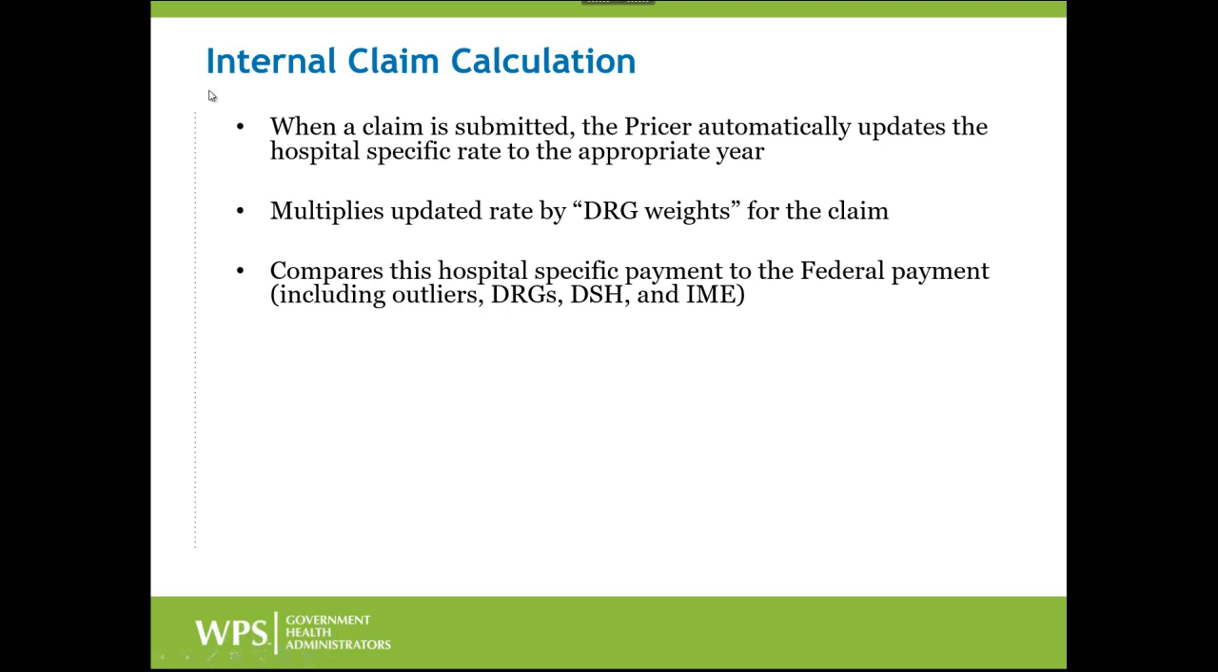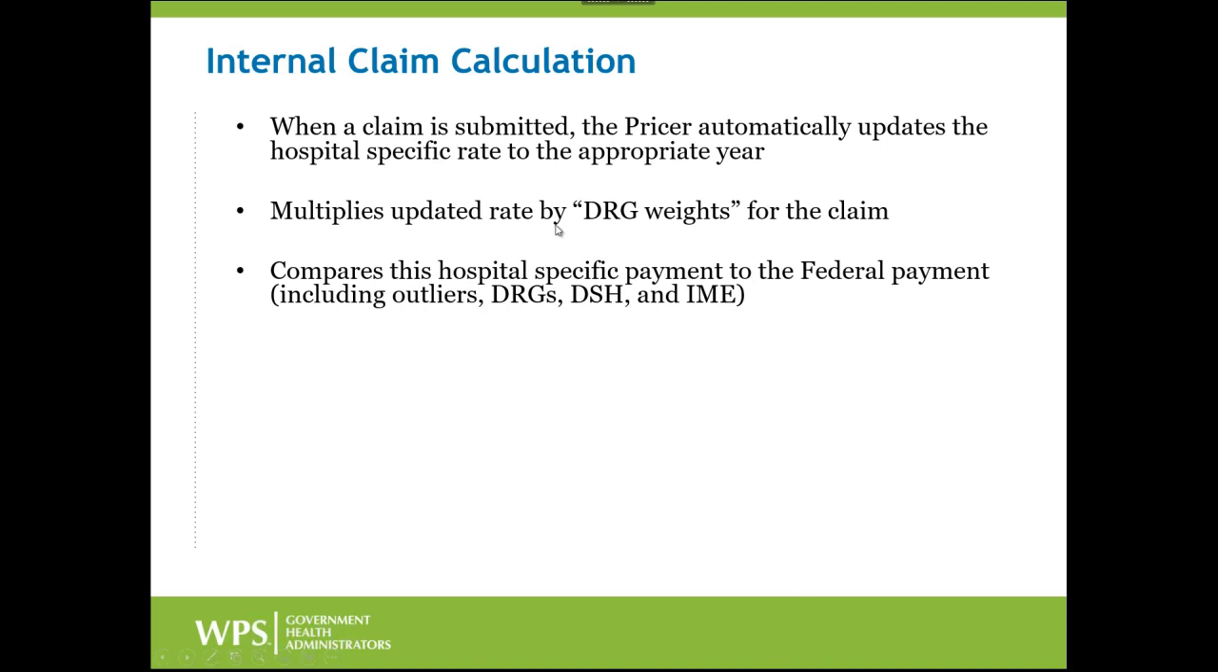Now, when you take a look at the internal claim calculations, or if you just take a look at the interim payment calculation, if you will, Pricer automatically updates that rate that's entered, that rate that's in the system. It updates it to the current year in question. Then that updated rate is going to be multiplied by the DRG weight for that one claim. Now you have the hospital-specific payment for that claim, and that is compared to the federal payment, which includes the DRG payment, any outliers, DSH, indirect medical education, IME, but notice it does not include GME. That's separate altogether. That's after all of this.